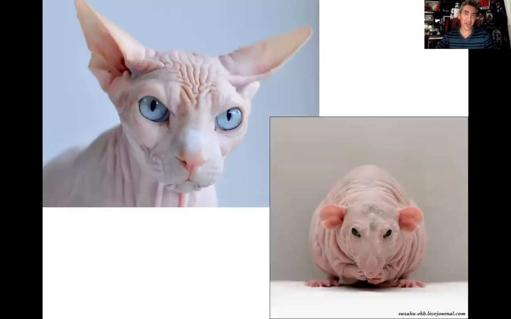Hairless animals, hairless dogs, hairless cats, hairless rats. Again, if Darwin saw these alive today, what would he think? He would kind of sit there and scratch his head like, man. Again, these are not products of natural selection. These are products of artificial selection.